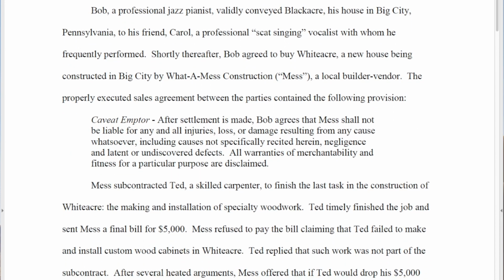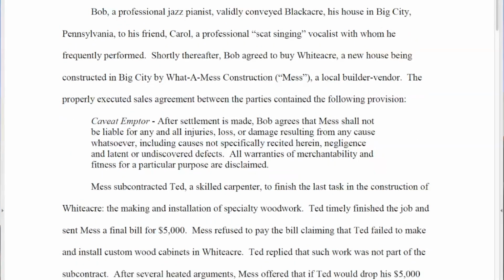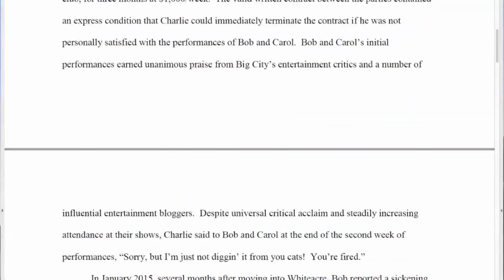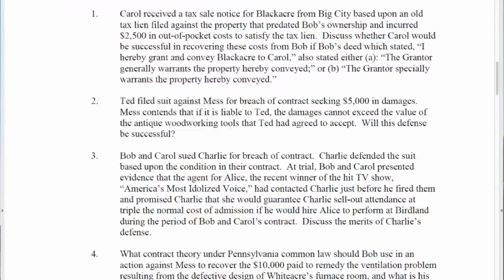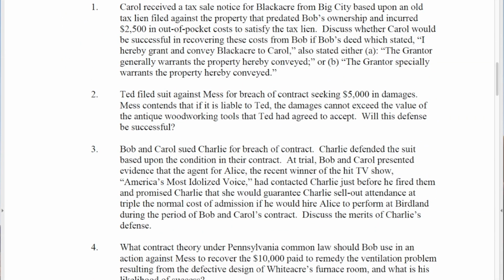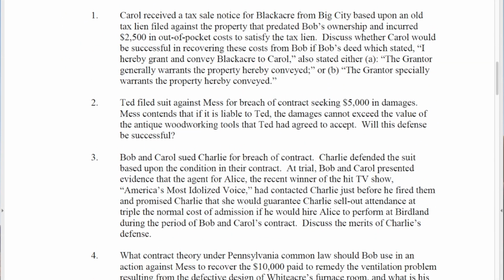And the first thing to note is that it begins with facts. Lots and lots of facts, organized into several paragraphs. And after the facts, you'll receive a set of questions. In this case, there are 4 questions. On the PA bar exam, that is the most common number of questions for a given set of facts.